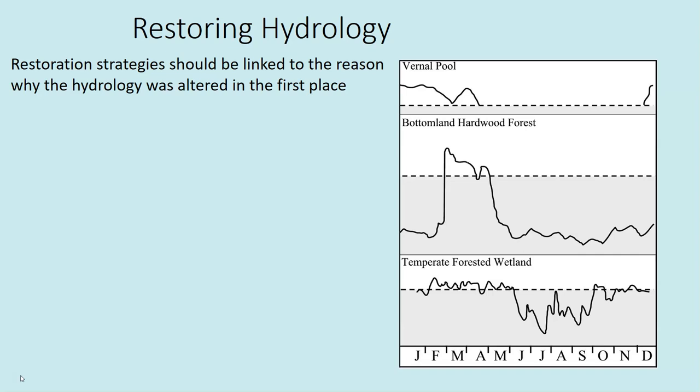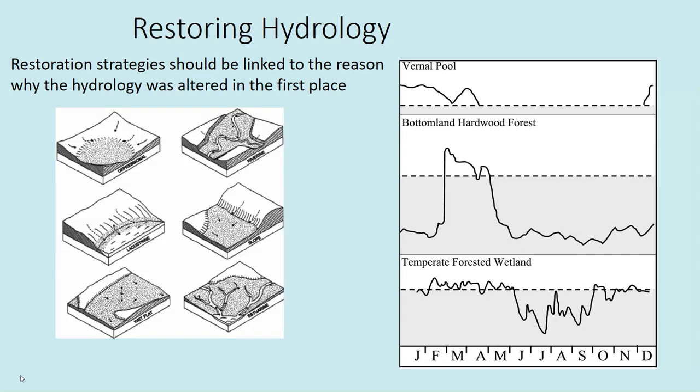Remember, a wetland is not a wetland is not a wetland. There are different wetland types. Here we see hydrographs from vernal pools, bottomland hardwood forest, and a temperate forested wetland. If you are trying to create a vernal pool, but you get a hydrograph of a temperate forested wetland, well, you're just not going to make a vernal pool. So it's important to understand where these wetlands exist on the land surface.